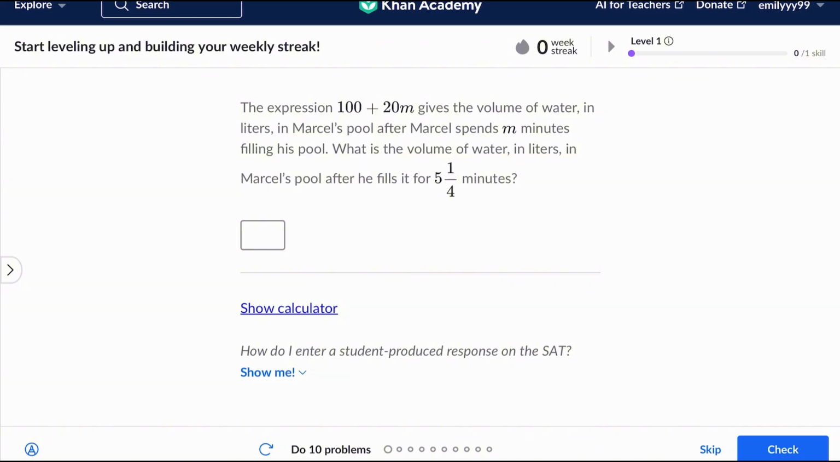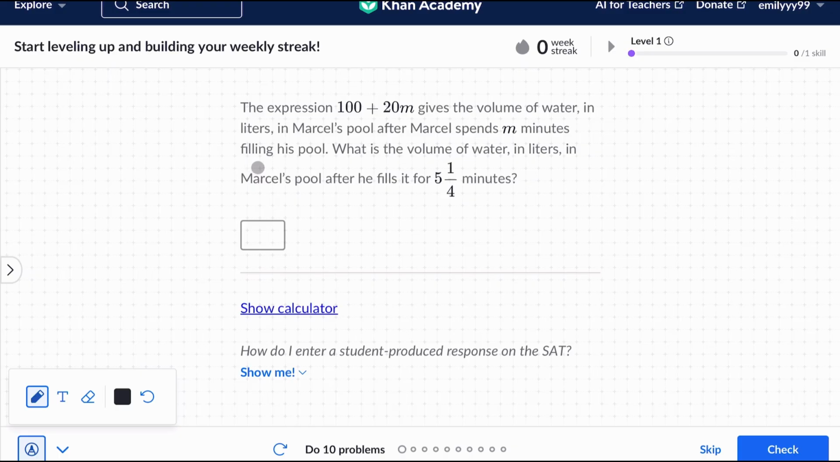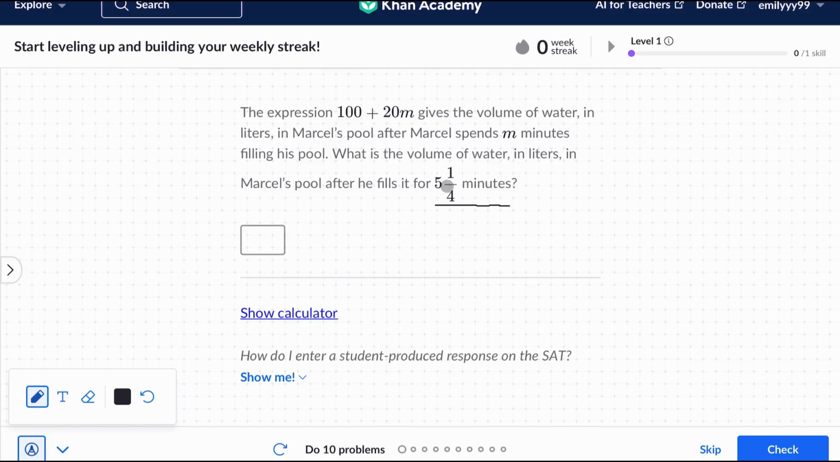So let's get started. The expression 100 plus 20m gives the volume of water in liters in Marcel's pool after Marcel spends m minutes, so m stands for minutes, filling his pool. What is the volume of water in liters in Marcel's pool after he fills it for 5 1/4 minutes? This right here is 5.25 if decimals is easier for you.